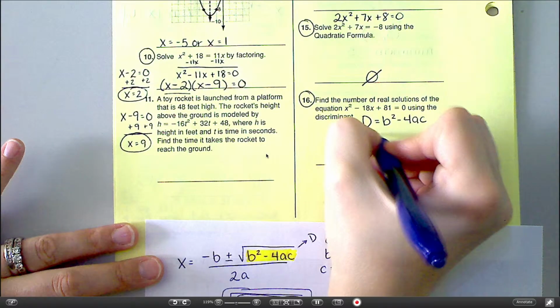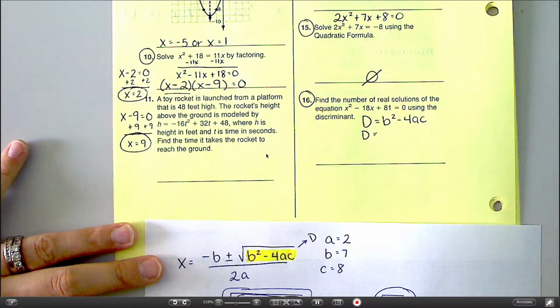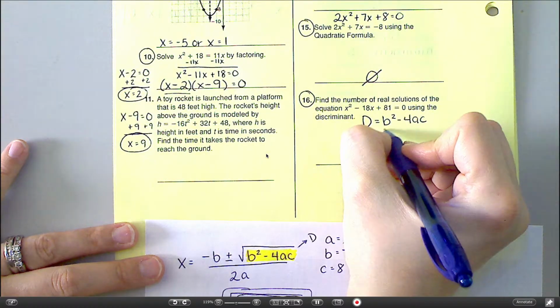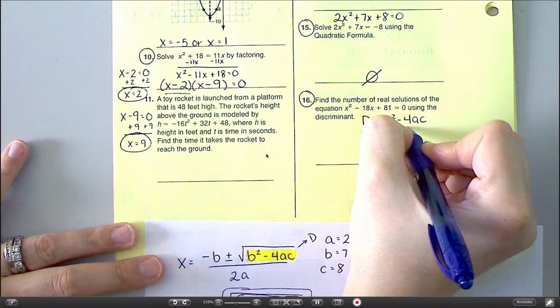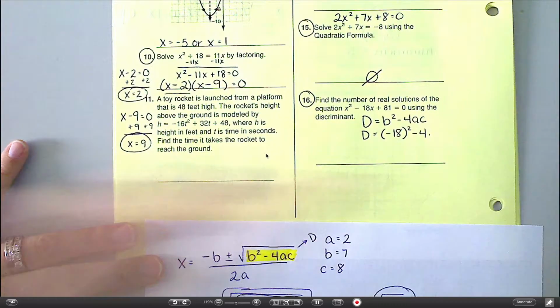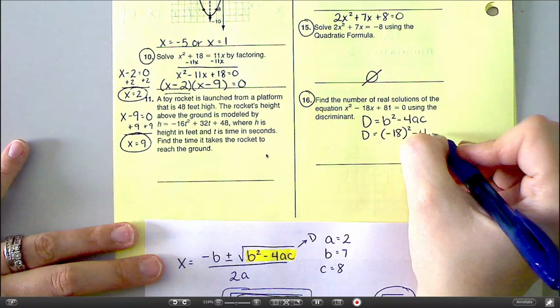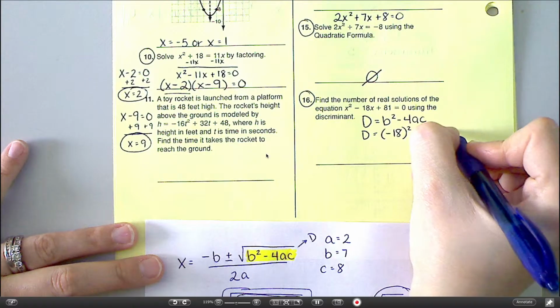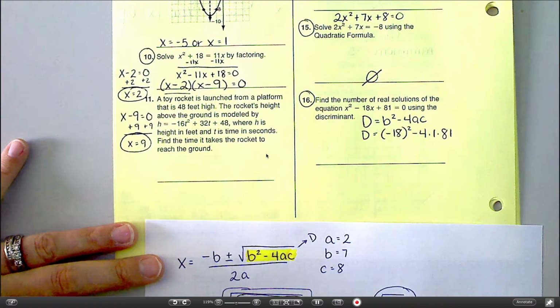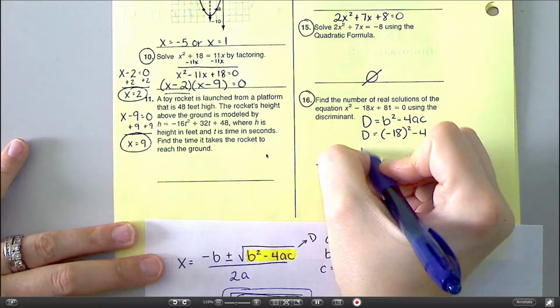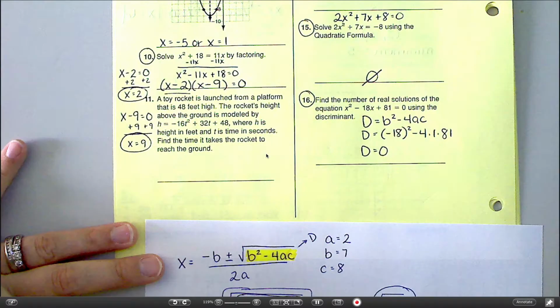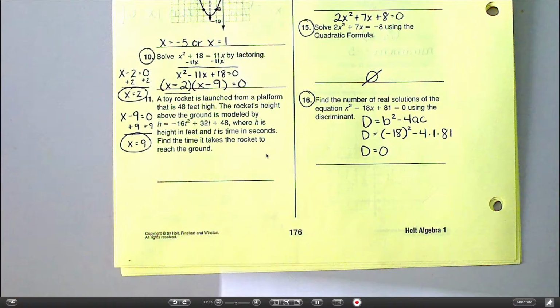Okay? So for this problem, what's b? Negative 18. So negative 18 squared minus 4 times, what's a? 1 times c. Okay? Type that in, please. 0. Okay? If the discriminant is 0, does that mean I have no solutions? No.